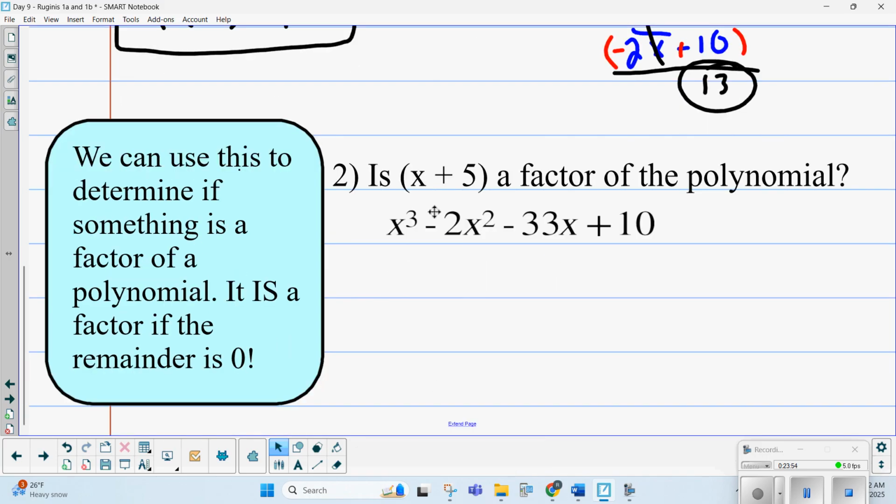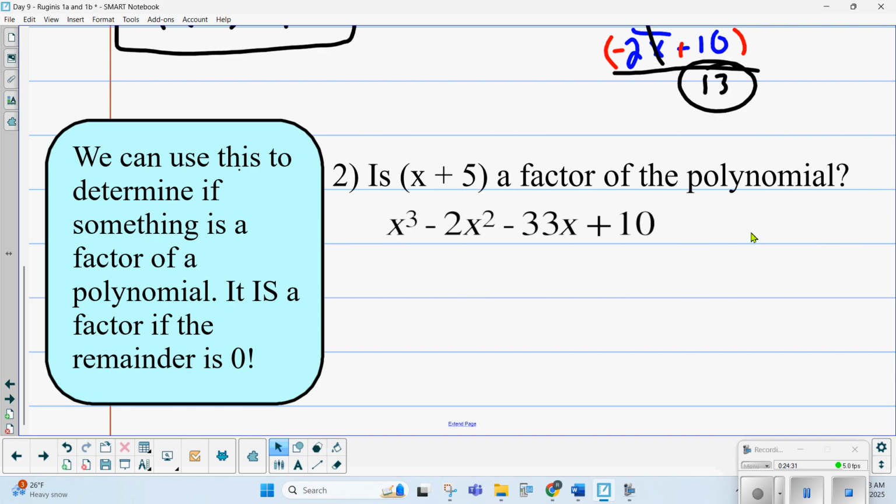So let's check this. Is x plus 5 a factor of the polynomial? What we're going to do is divide. If our remainder is 0, then yes, it is a factor. If the remainder is not 0, then no, it's not a factor. At this point, I've talked through 3 of these, so I'm just going to silently solve it here. So what I would suggest is pause it, try it, and see if you get a remainder of 0. If you do, then it is a factor. If you don't, it's not a factor. Then unpause and see if what you did matches what I did.